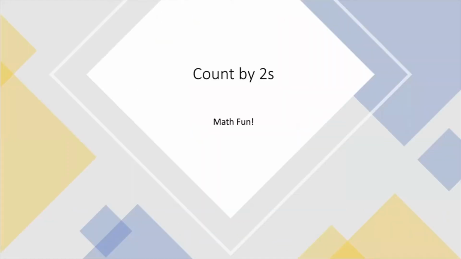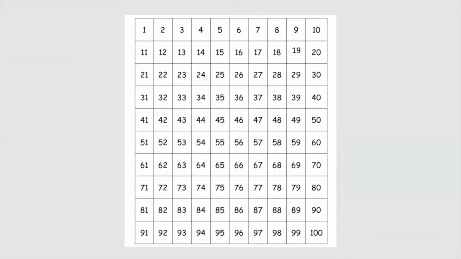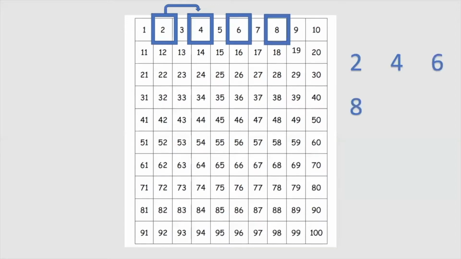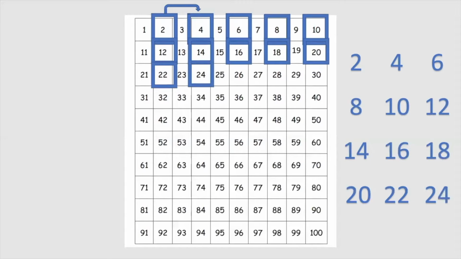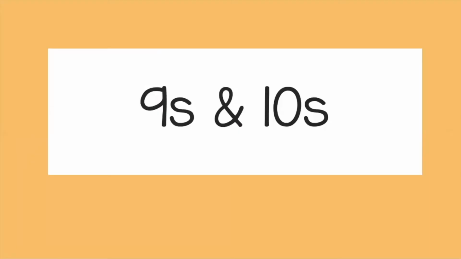Count by twos. Let's do this one together. Remember, we start with the number 2, then we hop 2 spaces. So that means we skip over one number to get to the next one we say. 4. Start back at 2 and count by twos with me. Ready, go. 2, 4, 6, 8, 10, 12, 14, 16, 18, 20, 22, 24, 26, 28, 30.